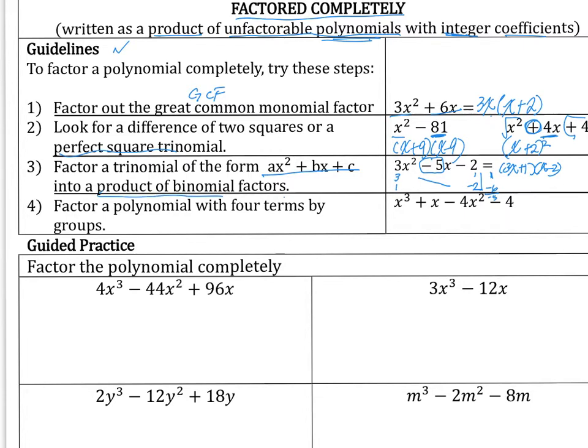And the next one, fourth, factor a polynomial with 4 terms by grouping. So I'm going to rewrite this in decreasing order. So now I can group the first 2 and the last 2. I'm going to factor out x squared. And now I notice that I have a common binomial which I can factor out. And this will be considered factored completely.